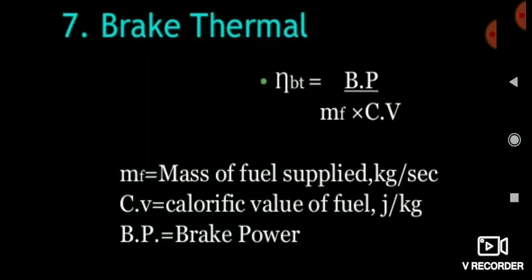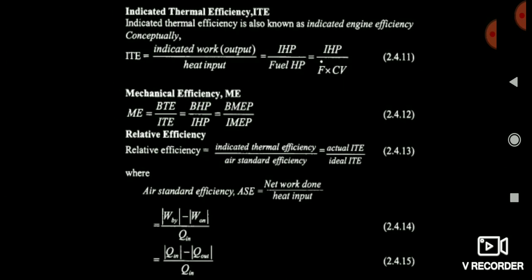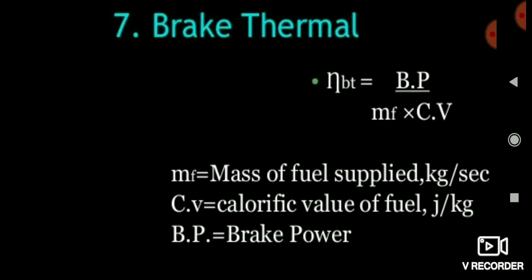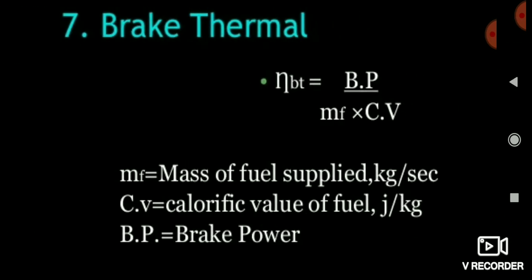Remember that for thermal power calculation, it is mass into calorific value. Friends, here you see the different types of efficiencies given in our agricultural engineering branch. The first one is indicated thermal efficiency, that is indicated power divided by fuel power, or thermal power, or heat power. We can say it by any name, that is IHP divided by F into CV. Friends, here F is the mass of fuel consumed.